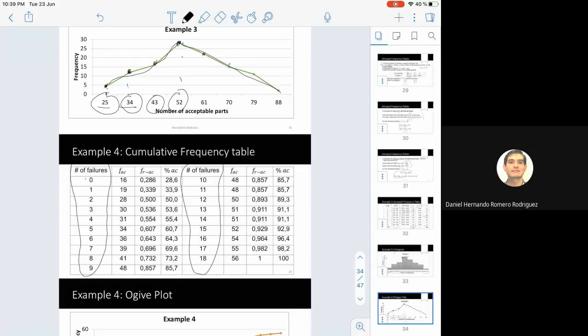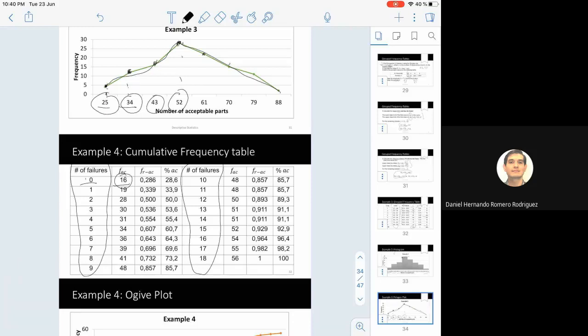So how can we compute the cumulative frequency? For the first class, the absolute frequency is 16, then the cumulative frequency is 16 too. Why? Because there are no previous classes. The lowest value is 0 for the variable, therefore there are no previous frequencies. So the cumulative is equal to the absolute in this case because it's the first class.